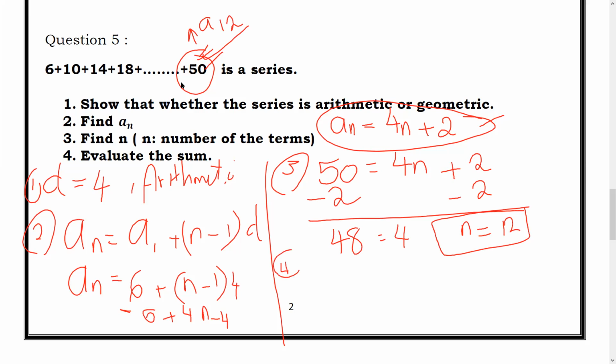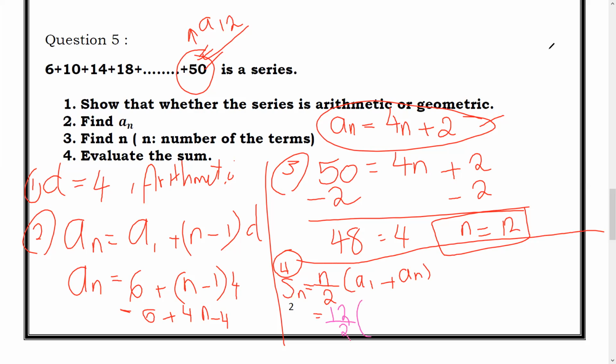Now the last one here, he asked me to find the summation. How can you find the summation in the arithmetic sequence? It's n over 2 multiplied by a1 plus an, which is the last term. So to find S sub n, you will use the first term plus the last term, times n over 2. Then, where's n? We found it before. It's 12 over 2 times a sub 1, which is 6, plus the last term, which is 50. So you multiply 6 by 56.